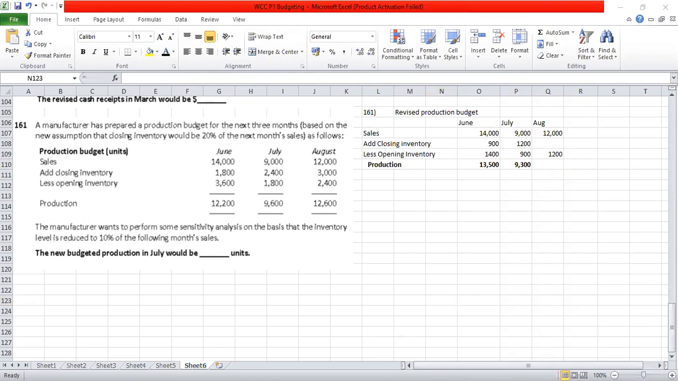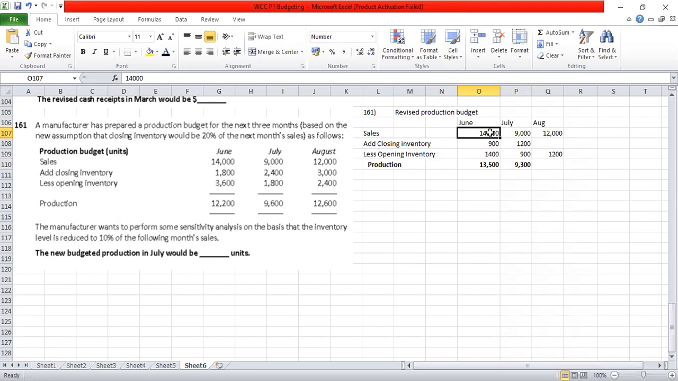Ma'am, we are assuming the closing inventory of the previous month, ma'am. That 14,000. No, that is sales in June. Sales in June. What is the question? Sales in June is 14,000. Ma'am, we are assuming the sales in June as the closing inventory of May, ma'am.